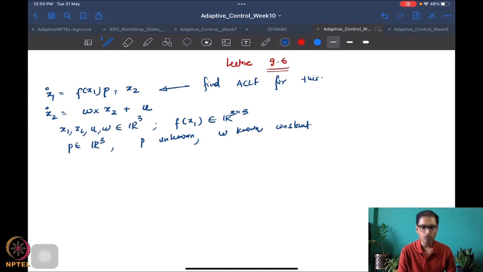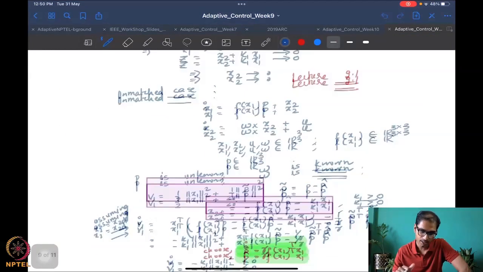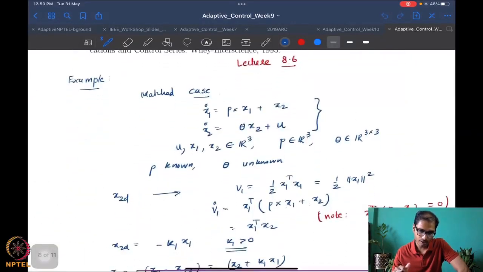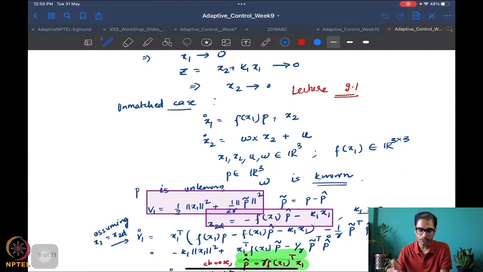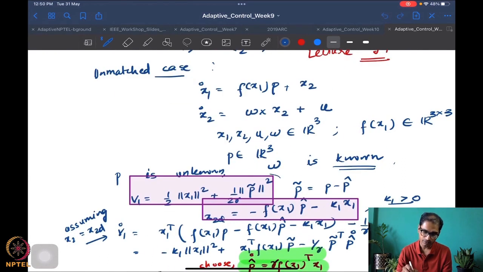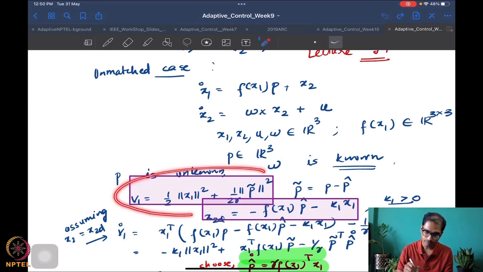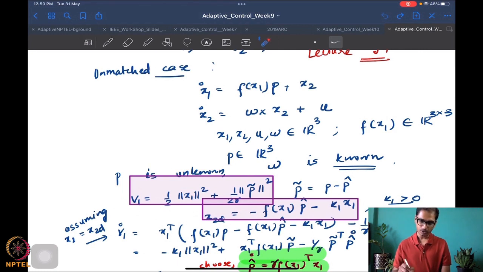So I would take motivation from how we solved the unmatched case using the integrator backstepping method, right? Because in the integrator backstepping method, we of course had a Lyapunov candidate function, and that's what we'll try to use. That function was this V1 function. Because we had an x2 desired, which is this alpha, if you may, in the tuning function setting. And with that, you can actually show that you have some nice properties, all right?